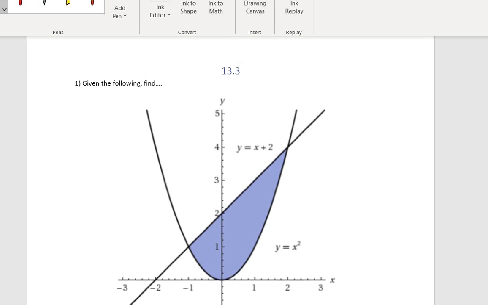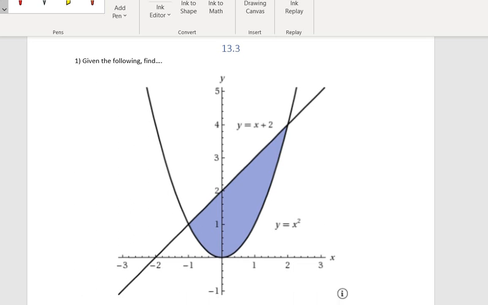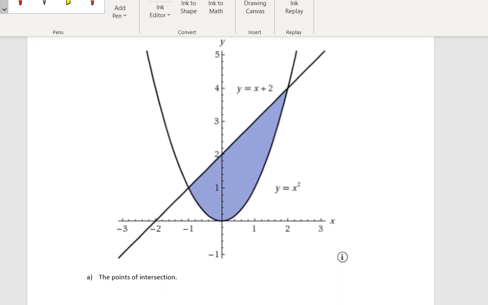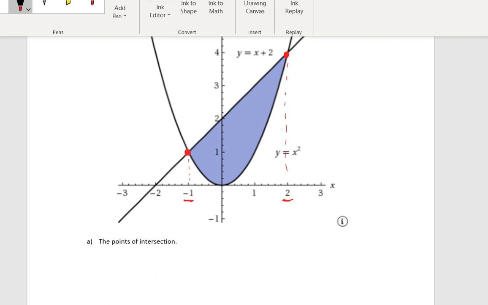For section 13.3, we're going to be looking at finding the area in between curves. So here we have x plus 2 and x squared, and the first thing we want to do is find the points of intersection. Just by looking at this, I know I'm going to have a point of intersection here, and it looks like I'm going to have an intersection at -1 and another at 2, but sometimes these aren't obvious to see from the graph.